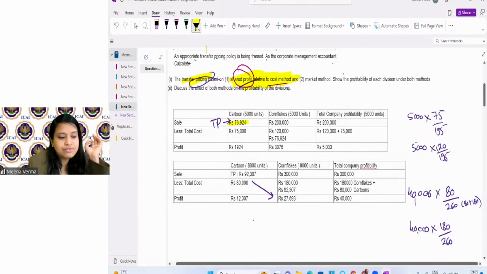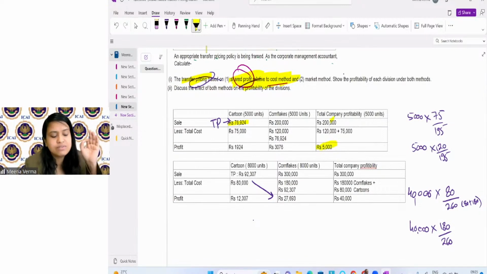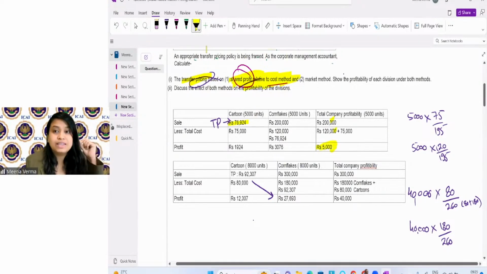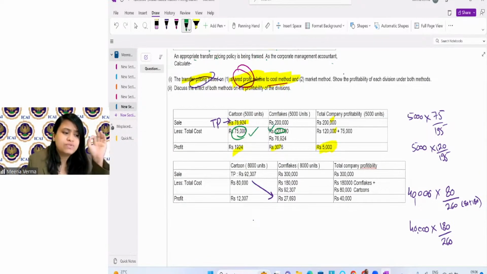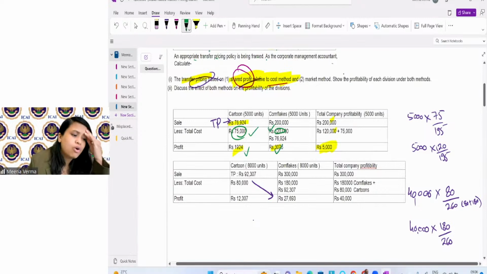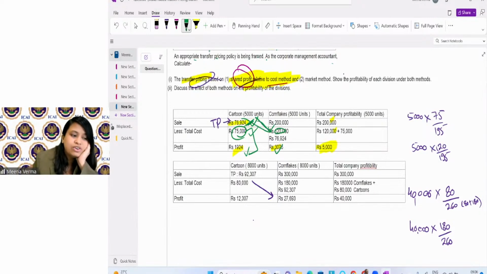We first calculated the total profit of the company, considering both the final sale value and the total cost. Then we allocated the total profitability to these two divisions on the basis of the total cost of each department. Then, considering cost plus profit is the selling price, we calculated the transfer price. This product will transfer here, so the transfer price will become the cost here.